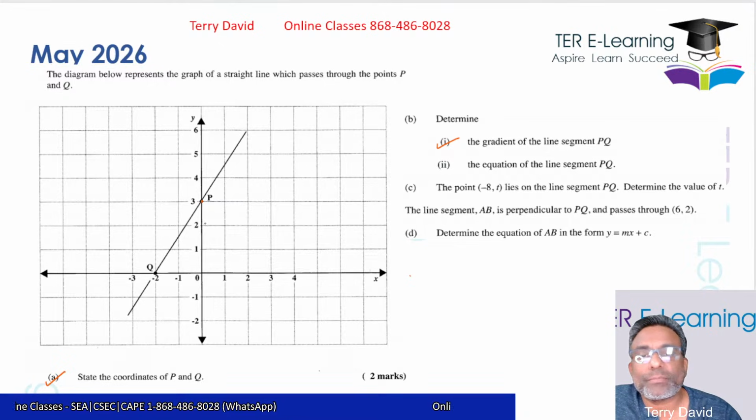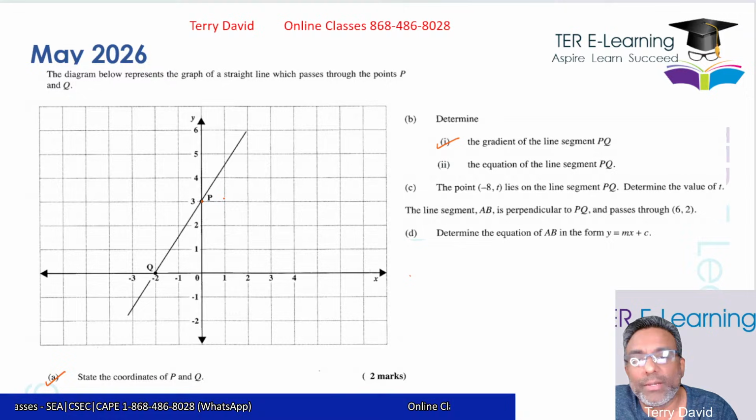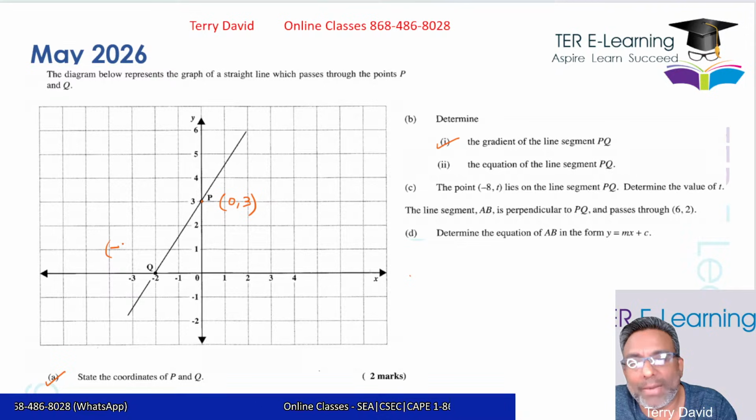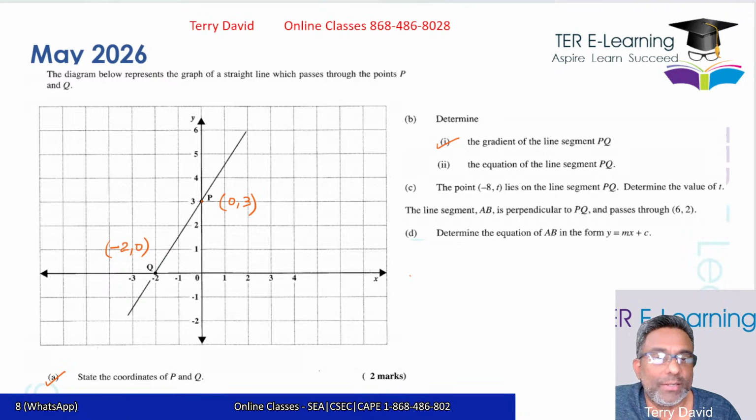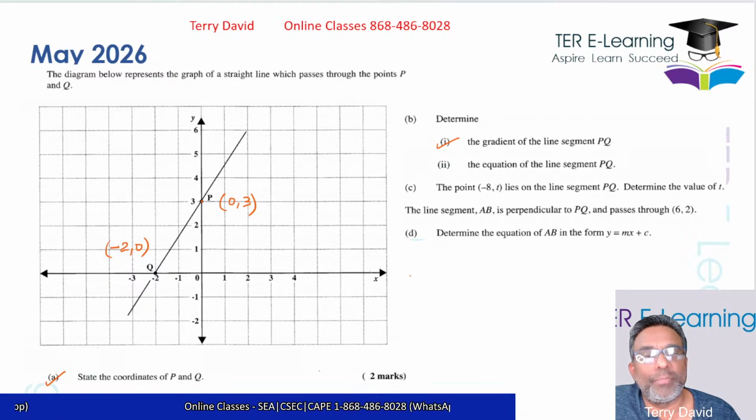Okay, good. So let's have a look at P here. This point P here is actually (0, 3). That's point P. The point Q across here is actually (-2, 0). Those are the points there. So that's the answer for part A. We want to know the coordinates of P and Q.